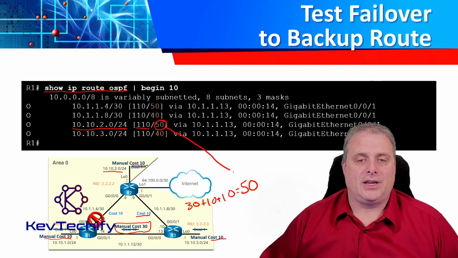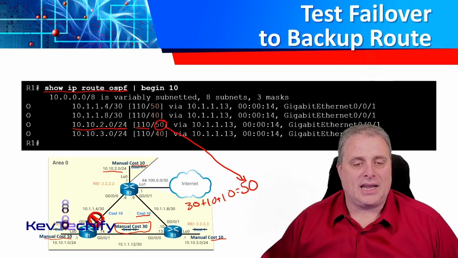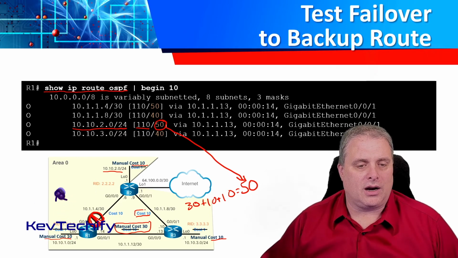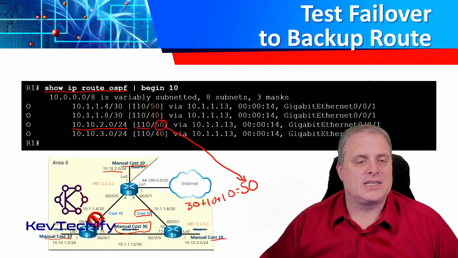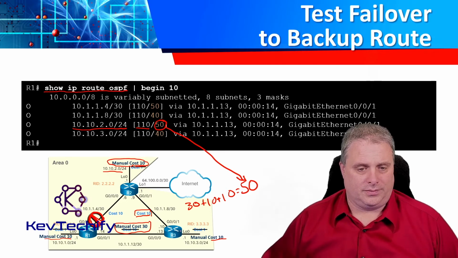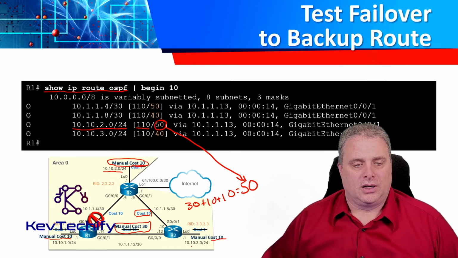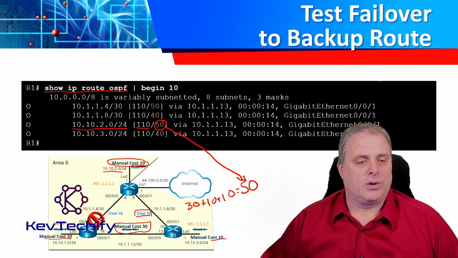That 50 is this cumulative value here of 30 plus 10, plus 10 from right here, plus 10 to get onto this network, the manual cost up here. That is that value. To get to network 10.10.3.0, that's the loopback off of R3 right here, we have to go through the manual cost of 30 plus the manual cost of 10. That gives us 40. That's where this value comes from.